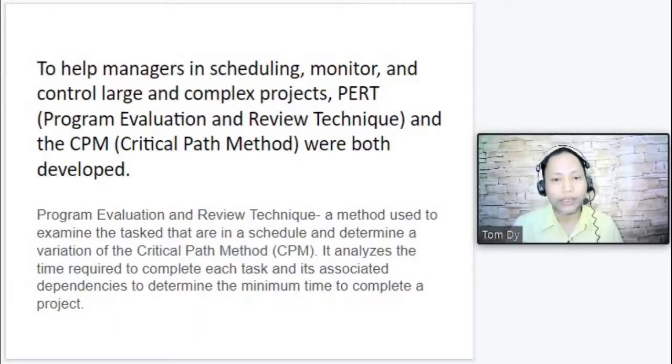So, PERT, or Program Evaluation and Review Technique, is used to examine the tasks in a schedule and determine a variation of the critical path method. It analyzes the time required to complete each task and its associated dependencies to determine the minimum time to complete a project. So basically, we will be using PERT in order to estimate the time to complete the project. Later on, I will be discussing how to use PERT.